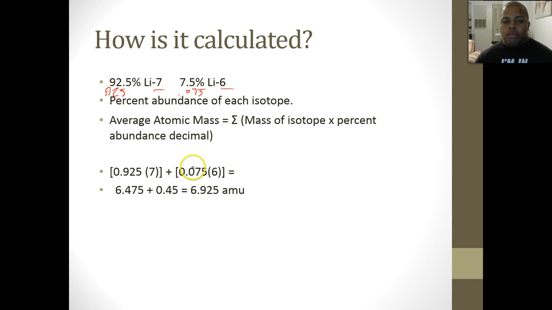plus 0.075 times 6. Getting that information, now all I have to do is add it up and I get 6.925, which is not far from my original answer and would be within the acceptable range of error. But this is how we would go about calculating what's called the average atomic mass.